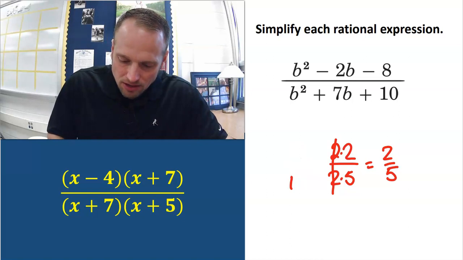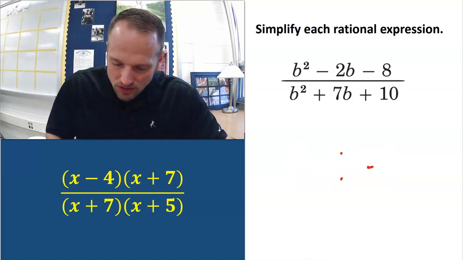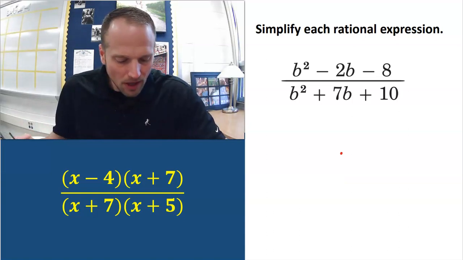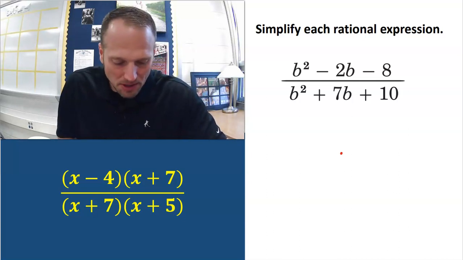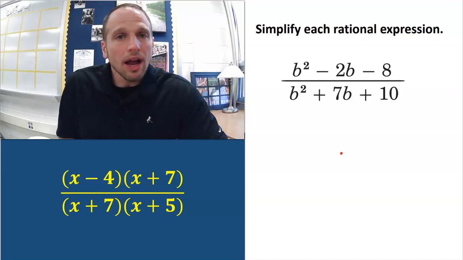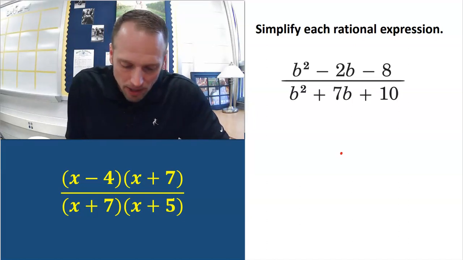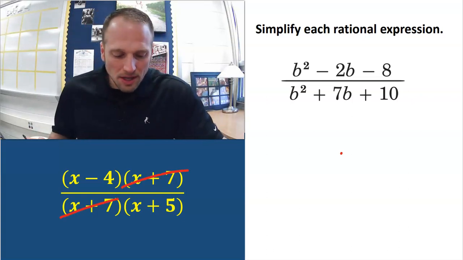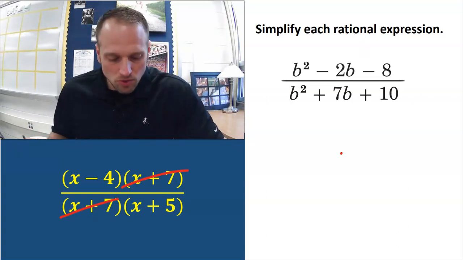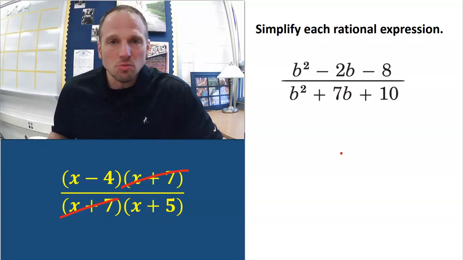And let's look over in the blue box for just a second and see what we have over here. Over here I have written a rational expression. So I've got x minus 4 times x plus 7 on the top and x plus 7 times x plus 5 on the bottom. Well, I see that I have the same thing on the top and the bottom. I've got an x plus 7 on the top and the bottom, so I can cancel those out, and my answer would just be x minus 4 over x plus 5.